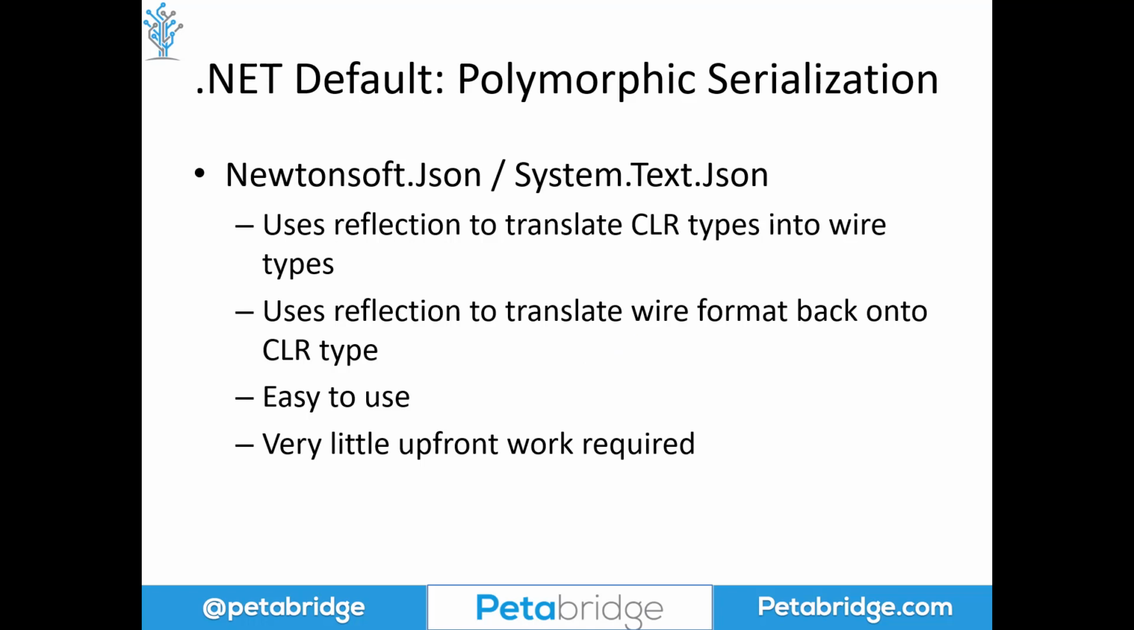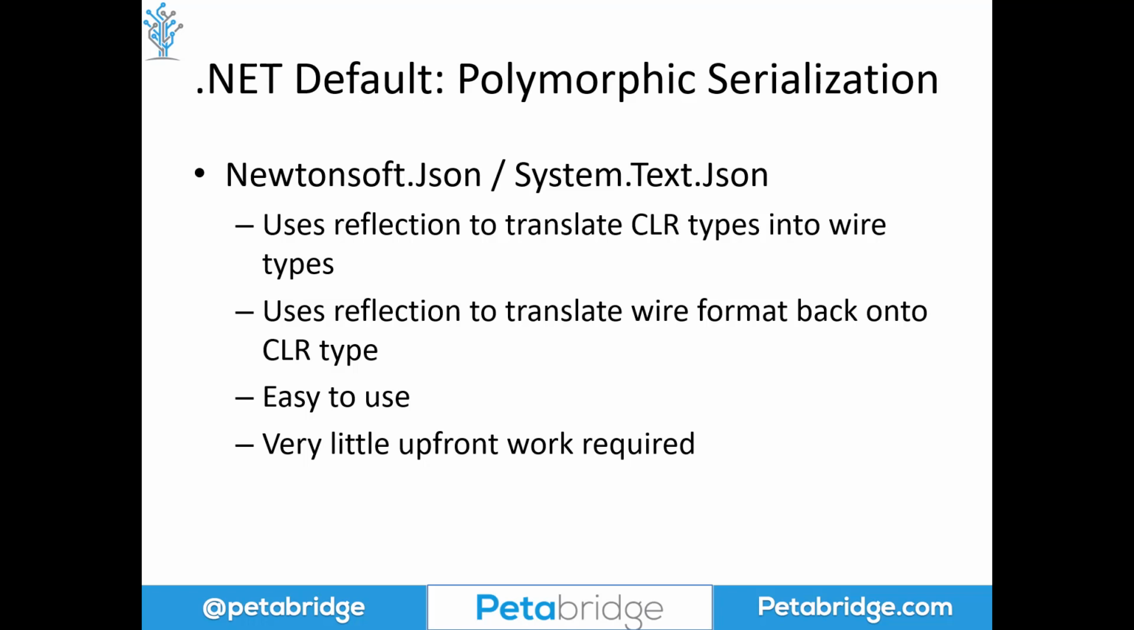So it's very ubiquitous. Newtonsoft.Json and System.Text.Json both work very similarly, where they use reflection to translate CLR types into wire types, and they also use reflection again on the read side when they're deserializing that wire type, to essentially try to fit all the different properties they find when parsing, let's say, a JSON payload. They'll try to fit those into constructor arguments or onto mutable properties on a C# class. And it's very easy to use, and there's very little upfront work required on the developer's part. That's why it's so popular for the most part.